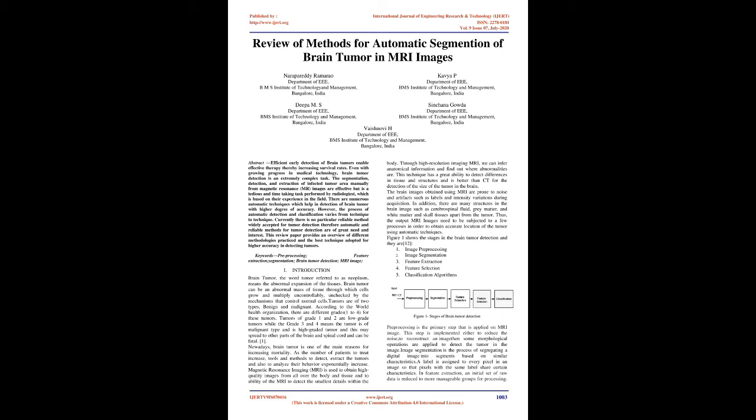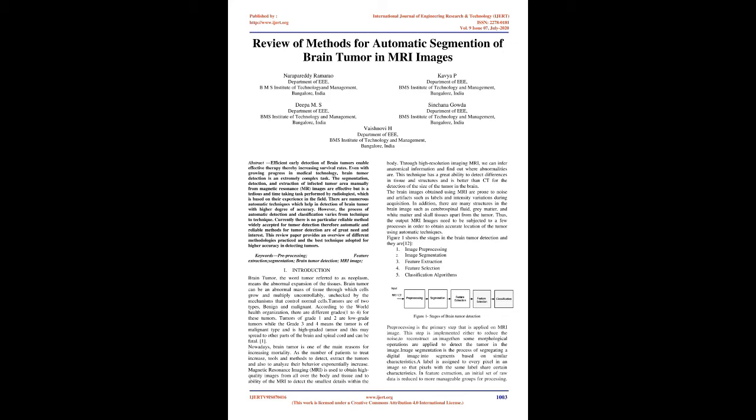Nowadays, brain tumor is one of the main reasons for increasing mortality. As the number of patients to treat increases, the need for tools and methods to detect and extract the tumors and also to analyze their behavior increases exponentially. Magnetic resonance imaging, MRI, is used to obtain high-quality images from all over the body and tissue, thanks to the ability of the MRI to detect the smallest details within the body. Through high-resolution imaging, MRI, we can infer anatomical information and find out where abnormalities are. This technique has a great ability to detect differences in tissue and structures and is better than CT for the detection of the size of the tumor in the brain.